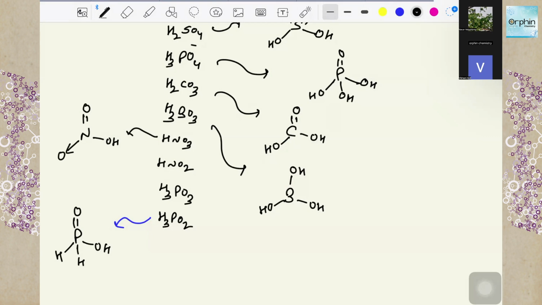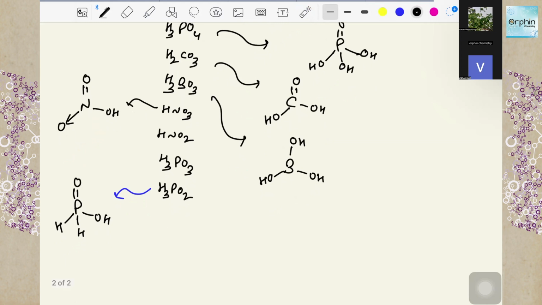If you remember, nitrogen has a pair of electrons, so we'll be making a coordinate bond. The octet of both atoms is completed in this way. Oxygen was having 6 electrons. By making a coordinate bond, now it is having 8 electrons. So its octet is completed now. And nitrogen's octet is also completed, right?